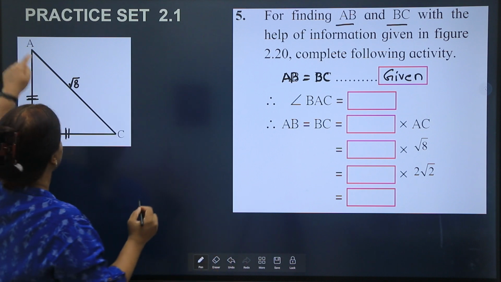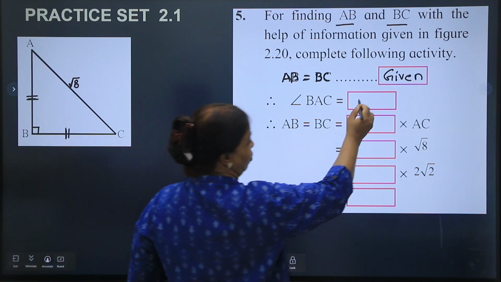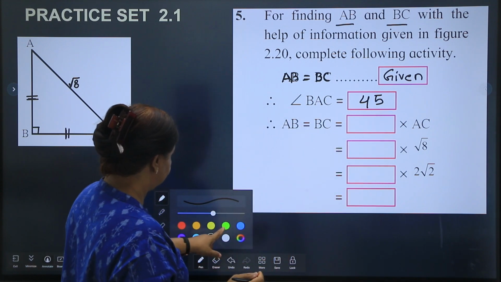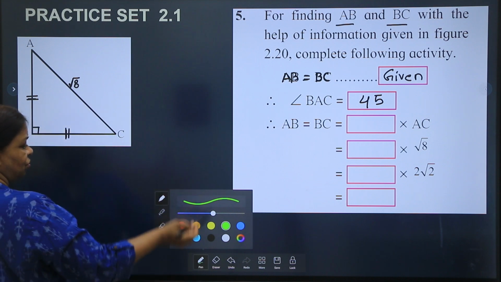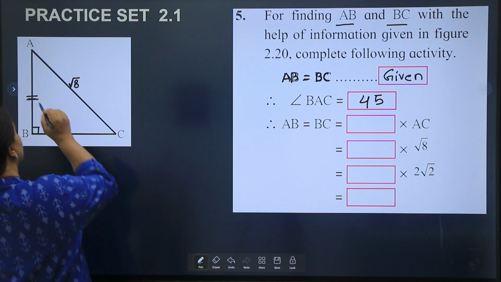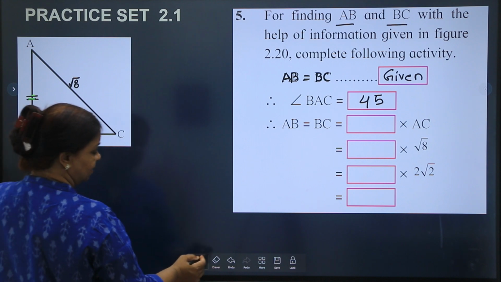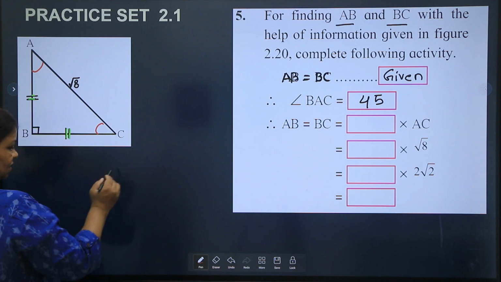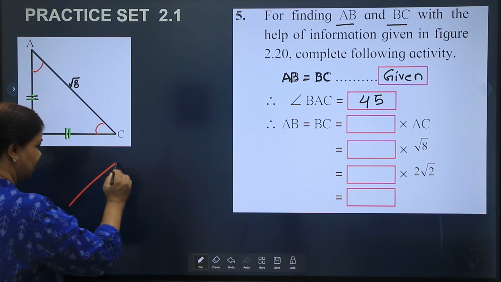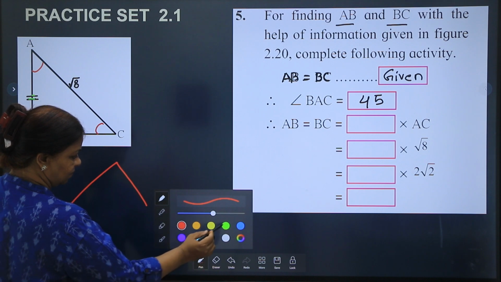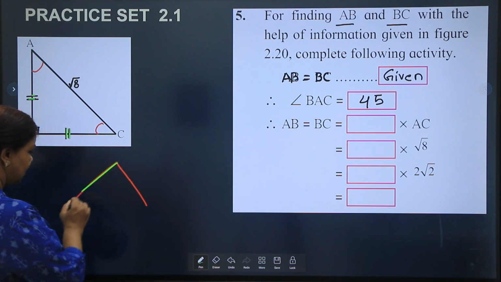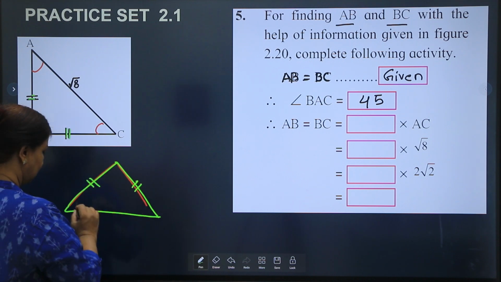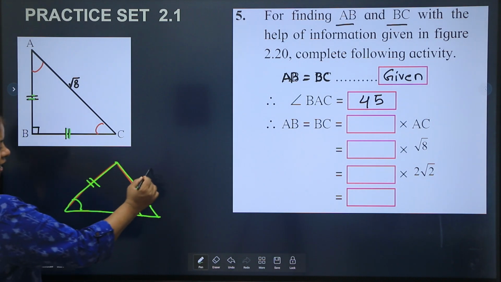Angle BAC will be equal to 45 degrees, children. I will explain it here. In a triangle, if two sides are equal, this side is equal to this side, then this angle will be equal to this angle. Suppose this is a triangle and these two sides are equal. Then the base angles will be equal; it is an isosceles triangle.